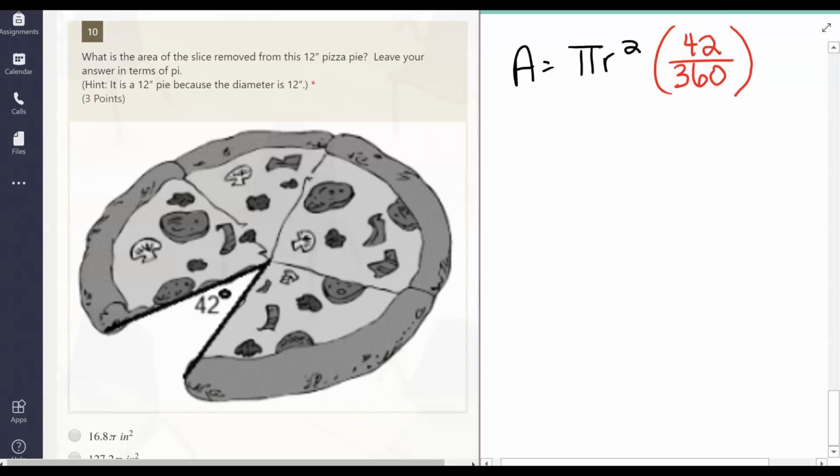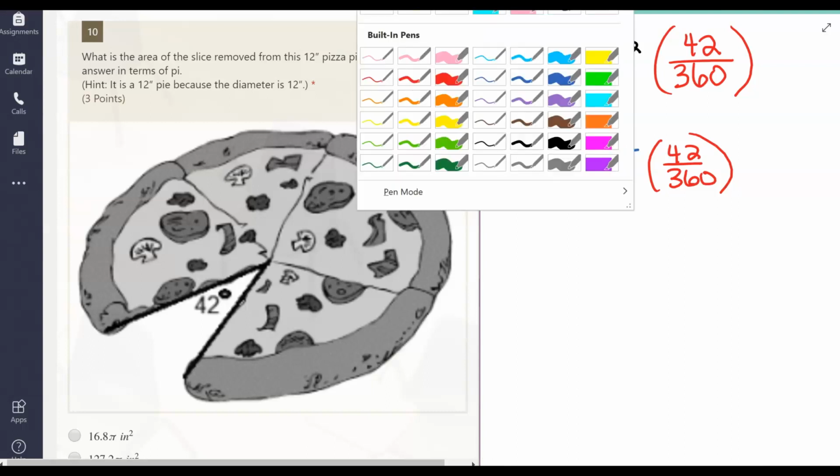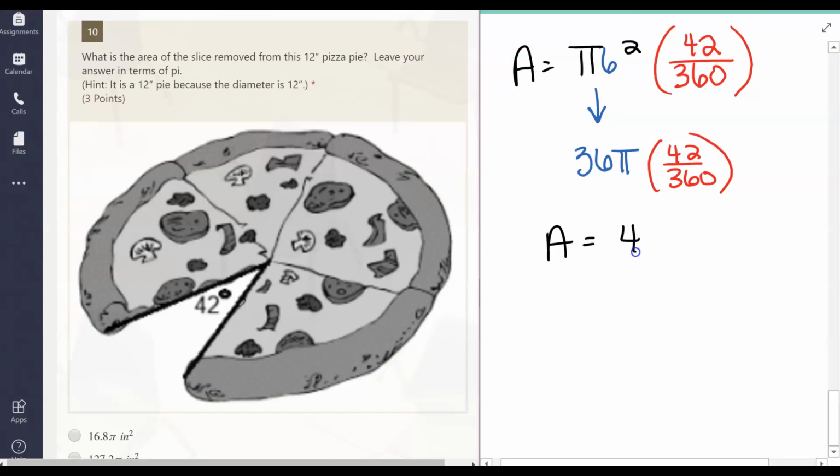In addition to knowing how many degrees of the full pie we're looking for, I need to know the radius. They told me it's a 12-inch pie and then reminded that what that means is it has a 12-inch diameter, which means my radius is actually 6. So the area of the entire pie would be 36 pi. But again, we want this portion of that pie. So I'm going to take that 36 pi and multiply it by that 42 out of 360. So we have an area of 4.2 pi inches squared.